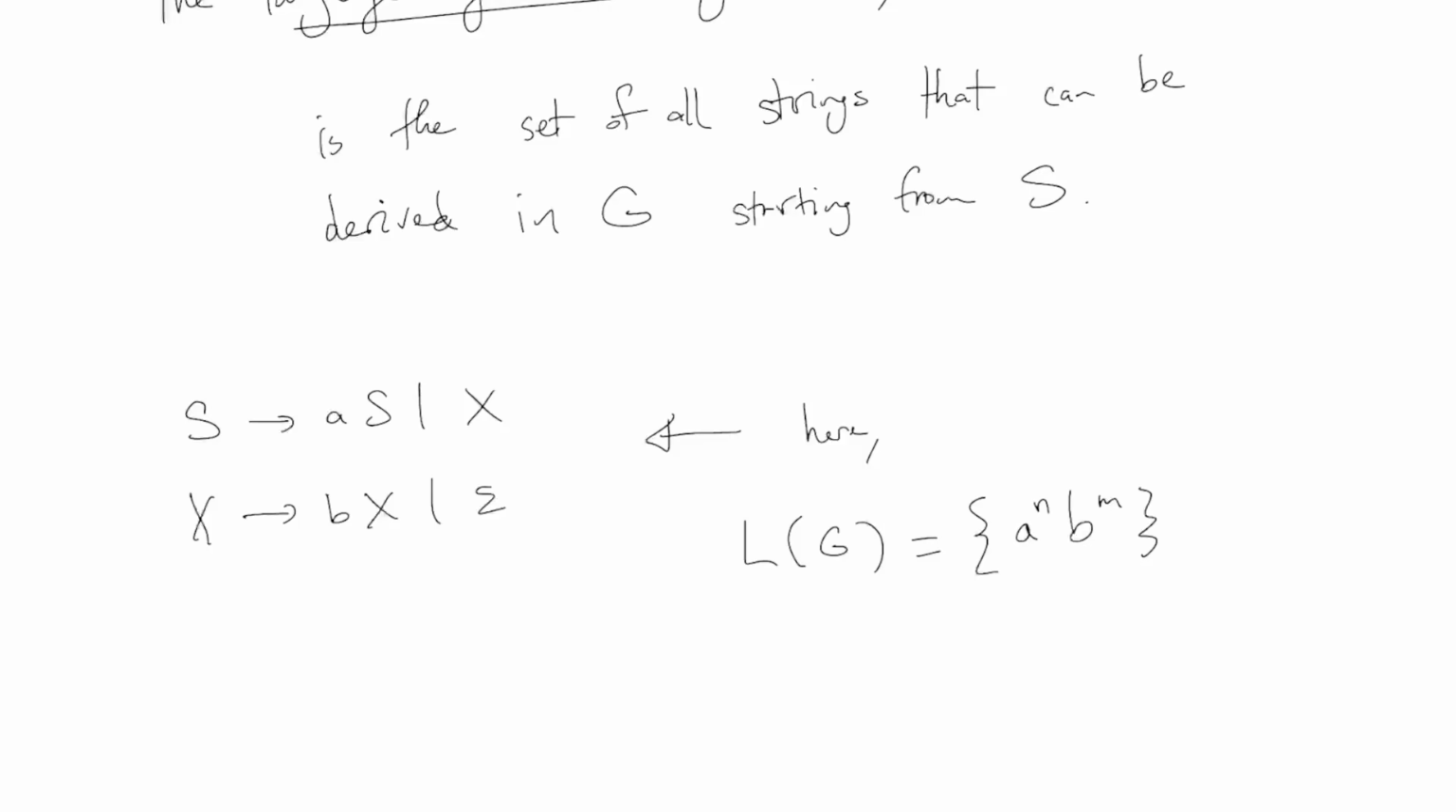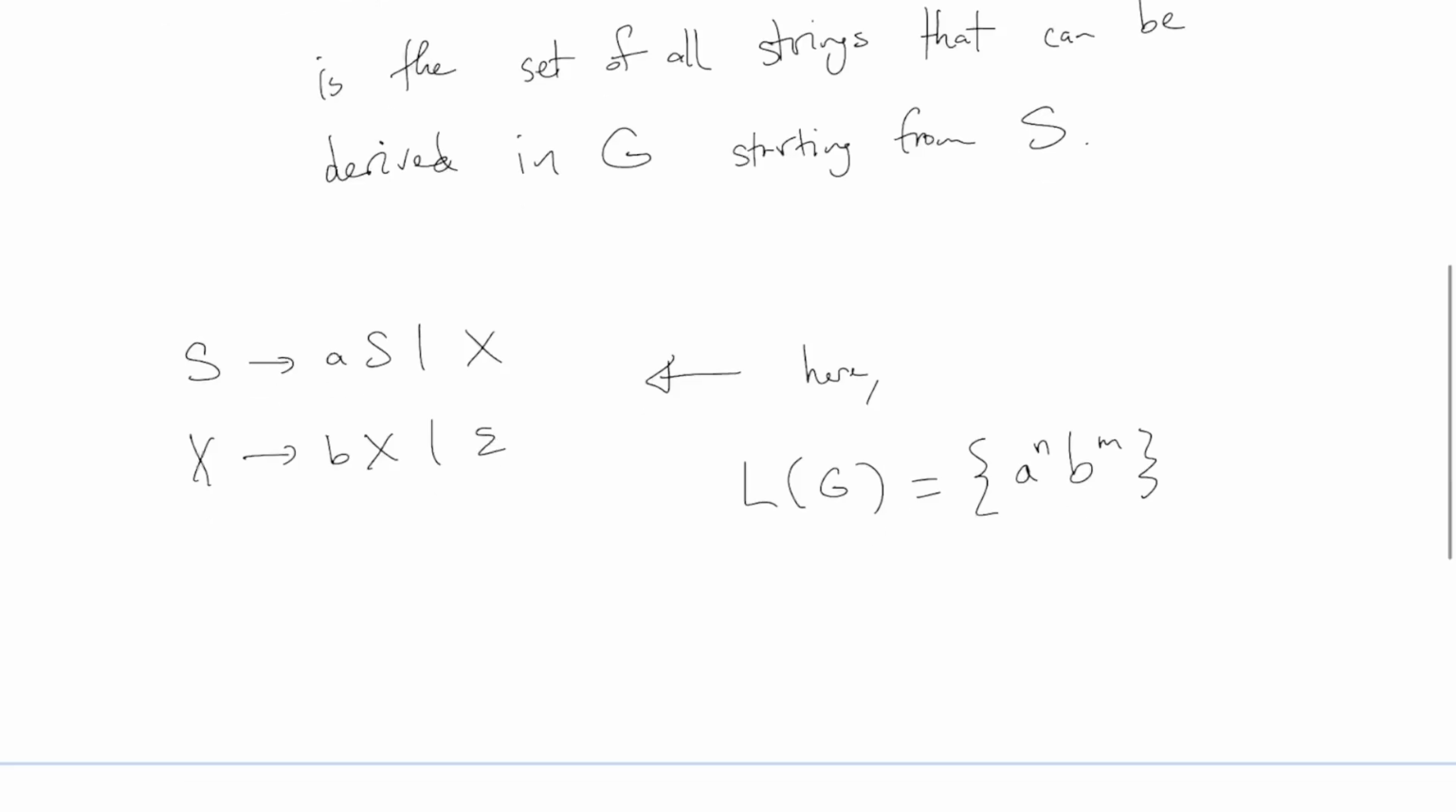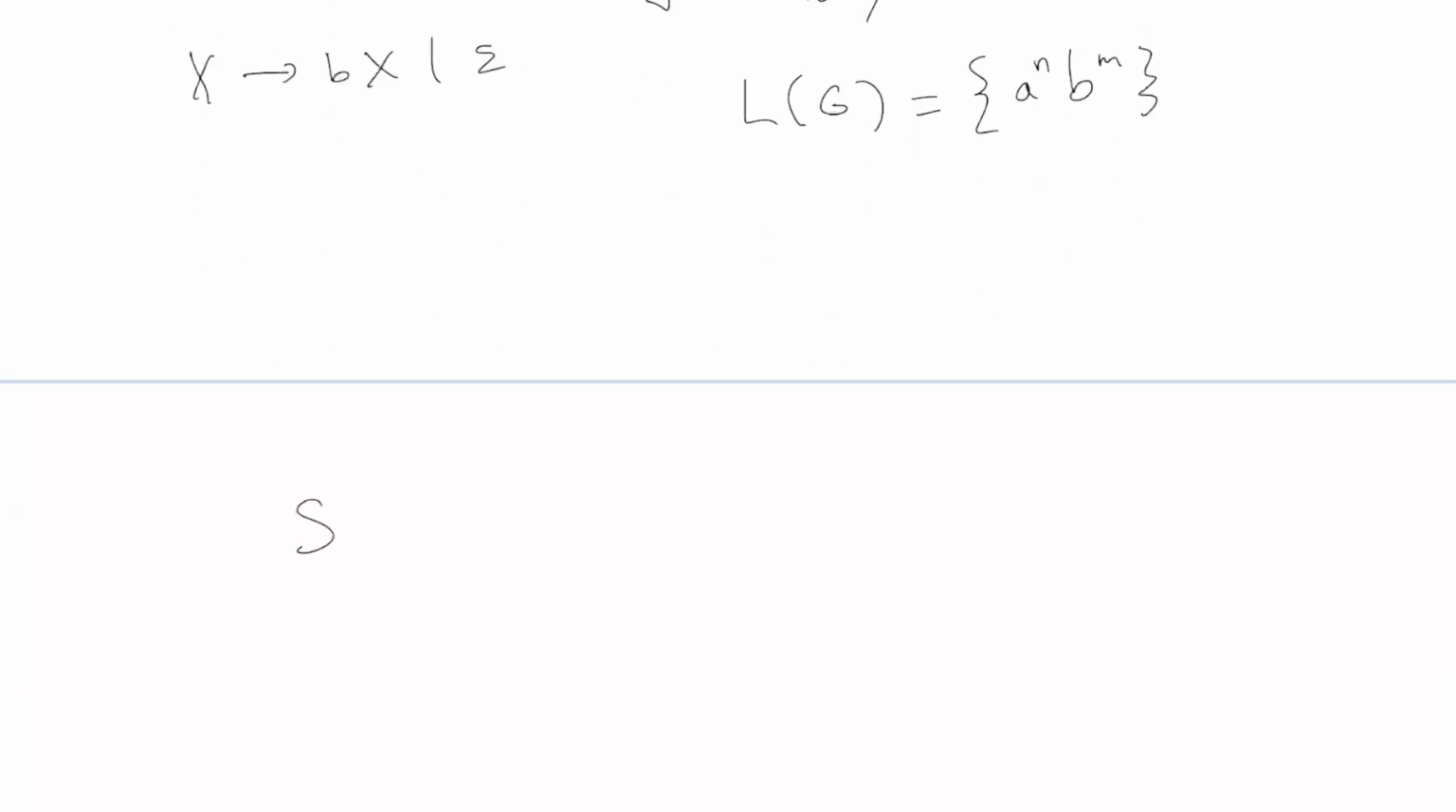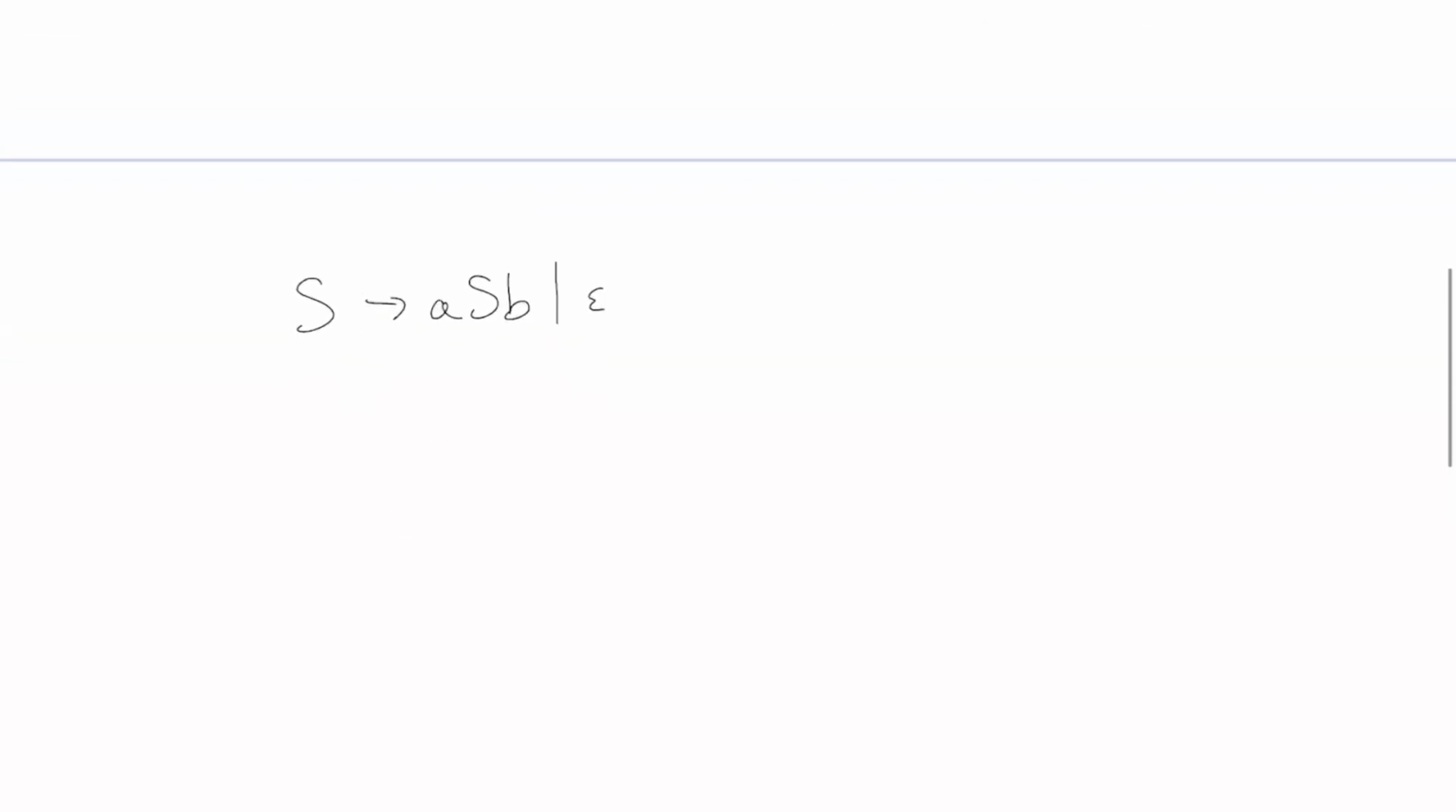All right. Any thoughts about that one? All right, here's another one. This is a simple example, very simple looking, but actually this is a super important example that we're going to come back to often. This one only has one of those big letters. S goes to ASB or epsilon. All right, so for example, here's a derivation of AABB.